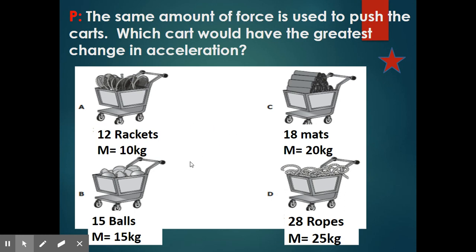So if forces are held constant and you push on these carts with the same amount of force, the cart that has 10 kilograms is going to have the greatest change in acceleration because in theory it's the lightest. And objects that have the lightest mass are going to have the greatest change in acceleration. So we can have the greatest change in increasing or decreasing speed or even changing direction in this scenario.